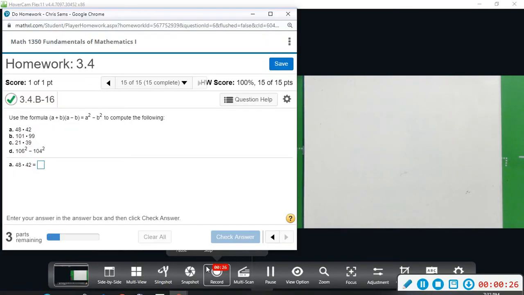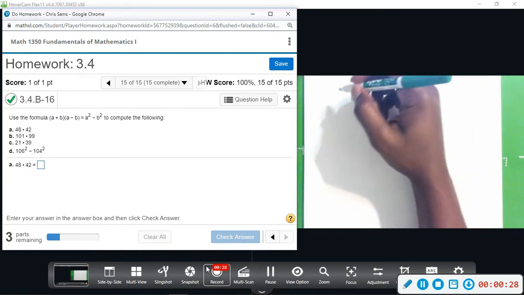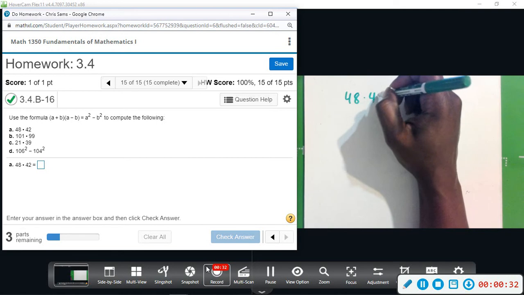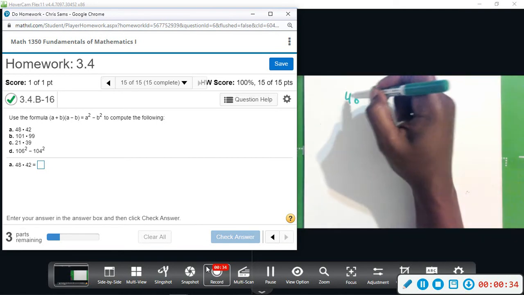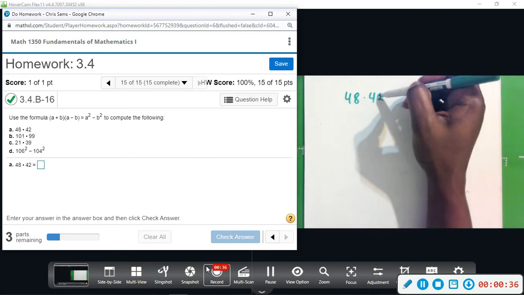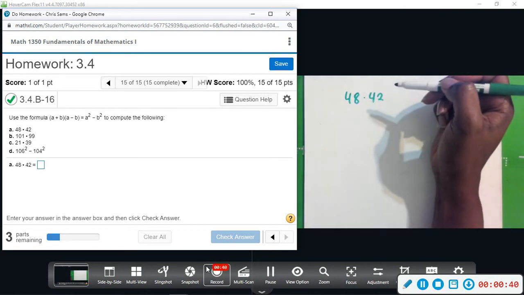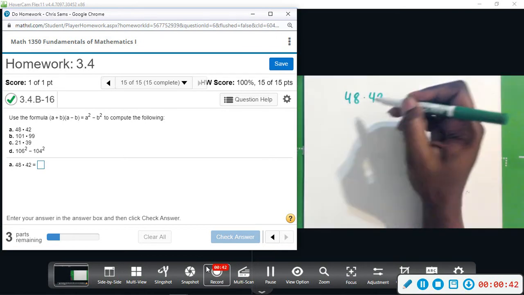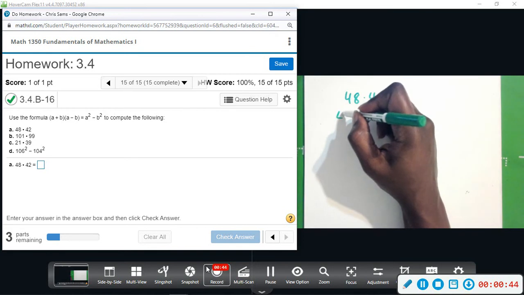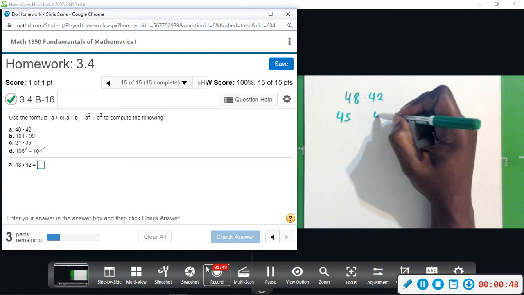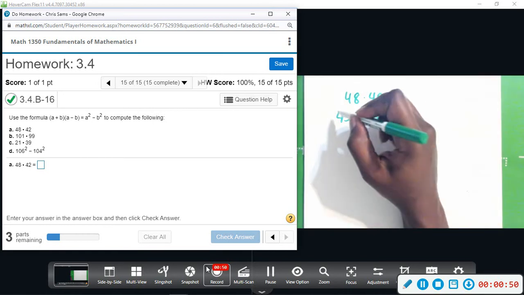So I'm going to show you how this works. We're going to start with the numbers 48 and 42. And I just imagine adding these two numbers together. That will give us 90, and divide by 2. So 90 divided by 2 will give us 45. Okay, so I want to write each of these numbers in terms of 45. That way they're both the same.